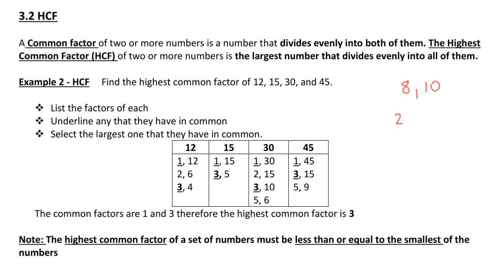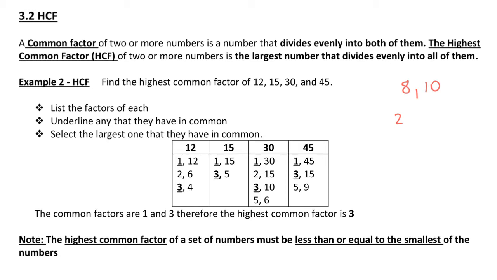So to find the highest common factor, one way to do it would be to list all the factors of each number that you have. You can then underline or highlight any that are in common, and then by looking through them you can see which one is the highest.